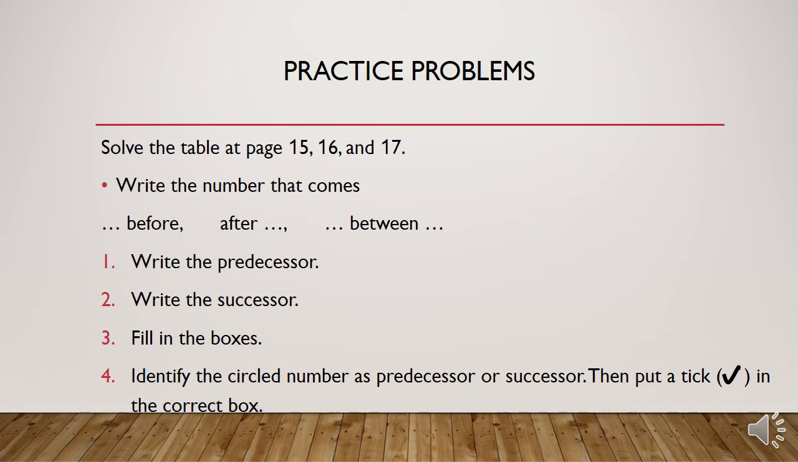Turn on to page 17. There are 2 questions for you. Question number 3 requires you to fill in the boxes. This is pretty easy for you. You can do that. And for question 4, you have to identify the circled number as predecessor or successor. And you have to tick the correct box.